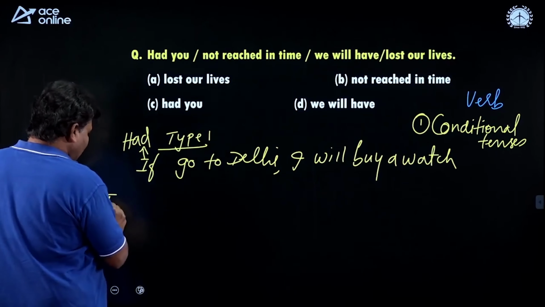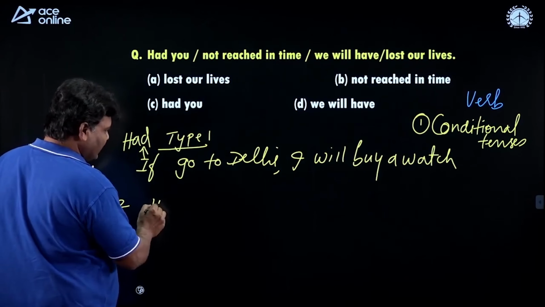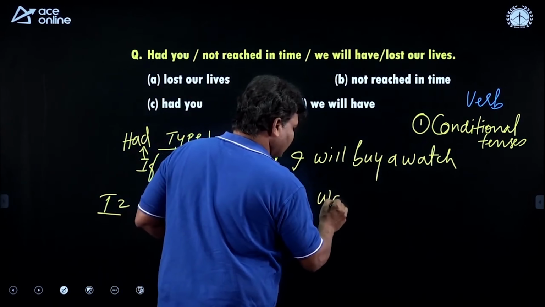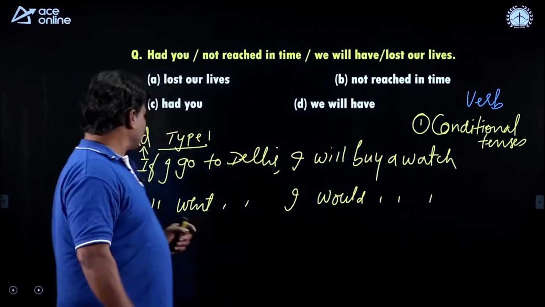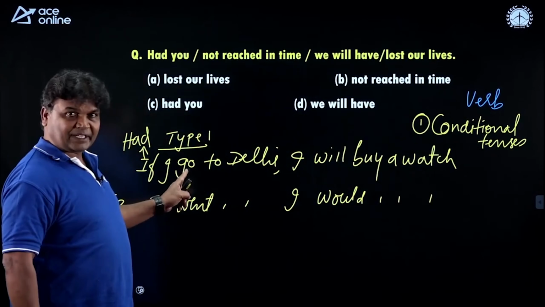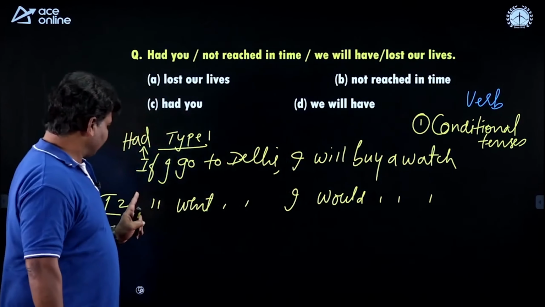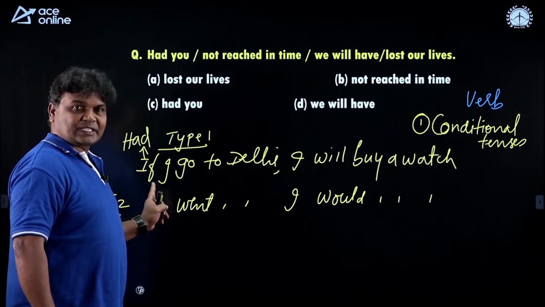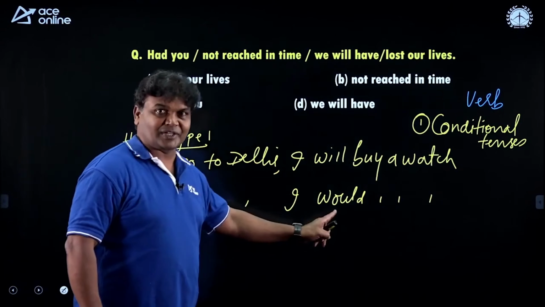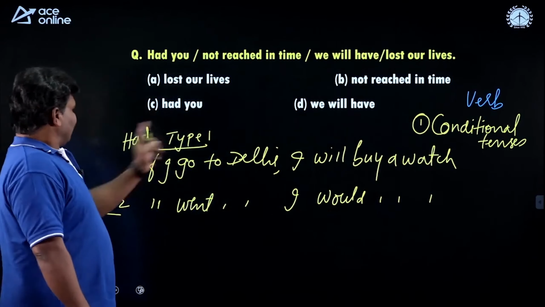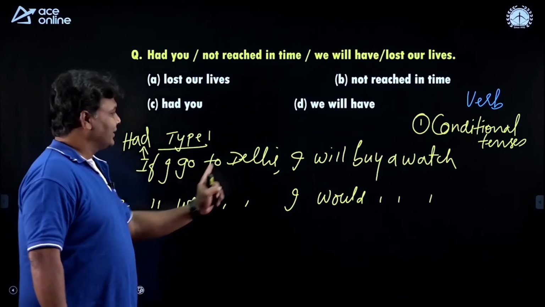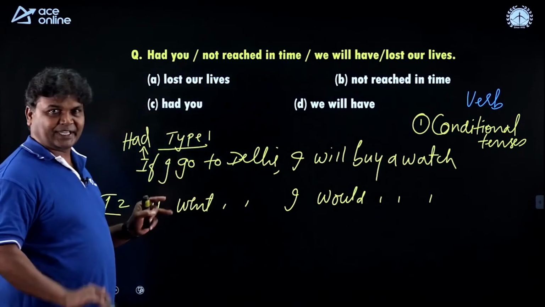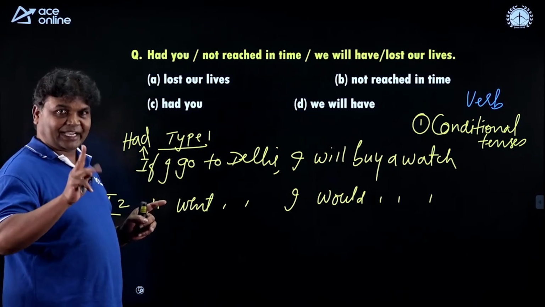Let me go with type 2, students. The same question: if I went to Delhi, I would buy a watch. Now see the difference between type 1 and type 2. Simple present tense, simple future; simple past tense, conditional. If the subclause is in past tense, the main clause also will be in past tense. That is the cardinal rule. If the subclause is in present tense, the other clause should also be in simple future or simple present tense. That is a simple trend there. A 35 minutes session, I'm just winding up within a minute now.